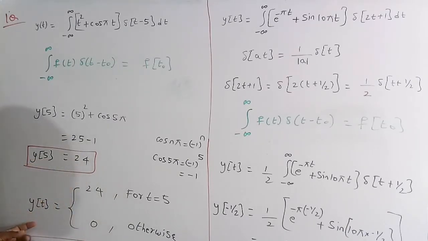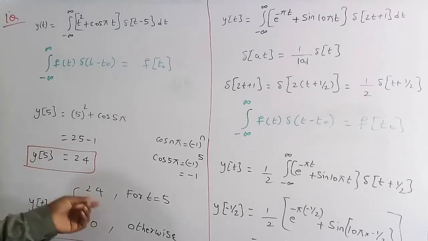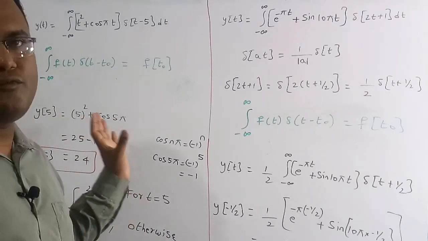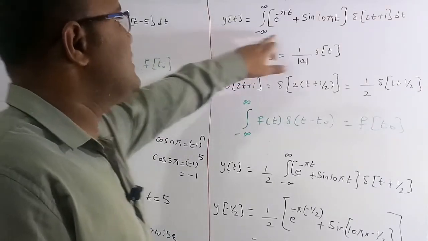So y of t is going to have a value of 24 for only t equal to 5, and at all other instants this value is going to be 0. So this is for the first one, and the second part is the second integration we need to do.